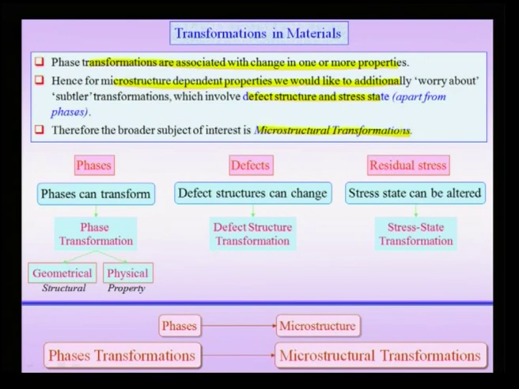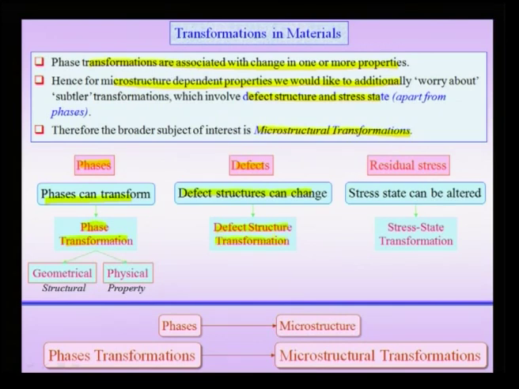because we have defined microstructure functionally to be phases, defects, residual stress and their distributions. Therefore, in a diagrammatic form, let us consider that phases can transform, and this we call phase transformation. We can have defect structures change, that means, as I told you, the dislocation density can change, the vacancy concentration can change, we could have more twins being introduced by deformation and which can get annealed, and therefore, apart from phase transformation, I can additionally have what we call a defect structure transformation.